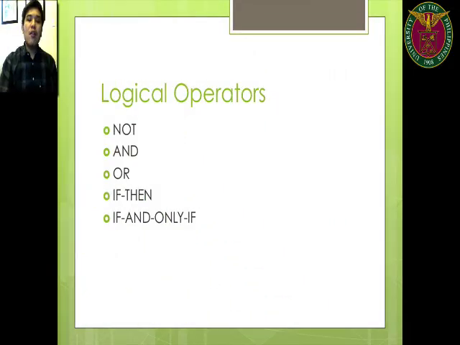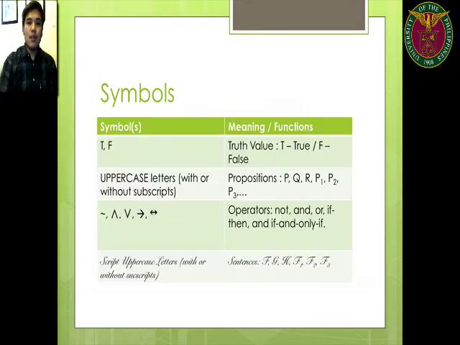So here are the logical connectives or logical operators in propositional logic. The first one is not, which is a unary operator or connective. The rest are binary connectives. That'll be and, or, if then, and if and only if. So this is how we can describe them.